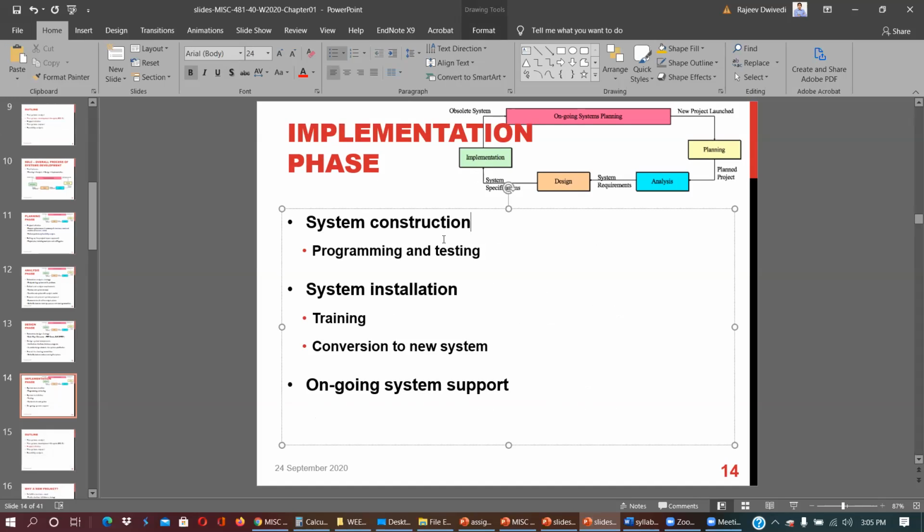System construction, programming and testing, training to the end users, the people who are involved and using the system, conversion to the new system, and then after that ongoing support or maintenance, if there is any issue. So these are the 4 steps of the system development life cycle: planning, analysis, design, and implementation.